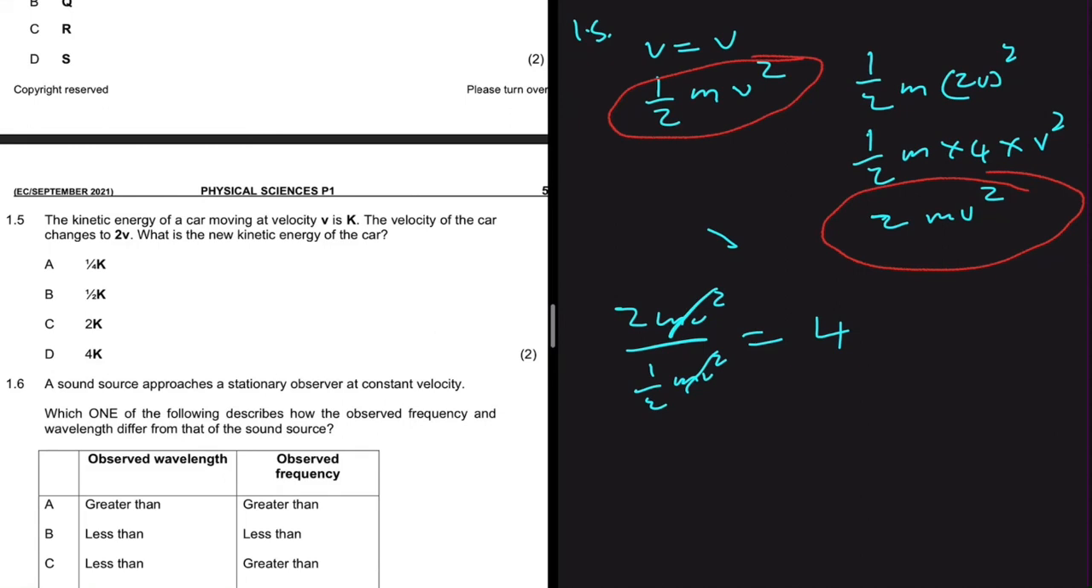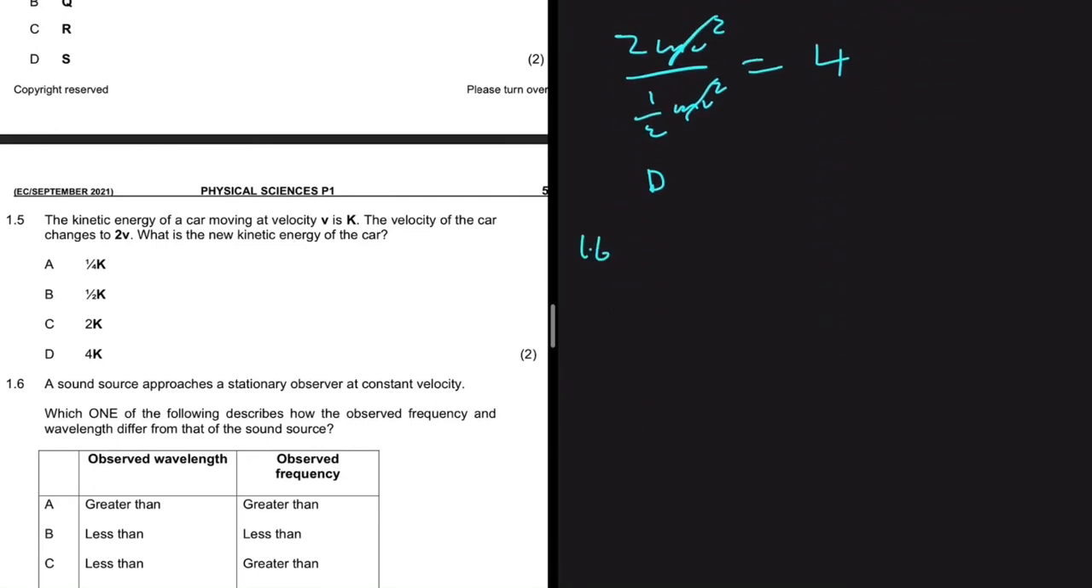So the kinetic energy is 4 times greater, right? And that is option D. And then now let's do 1.6.